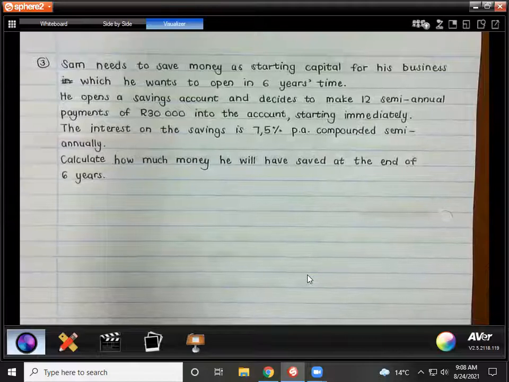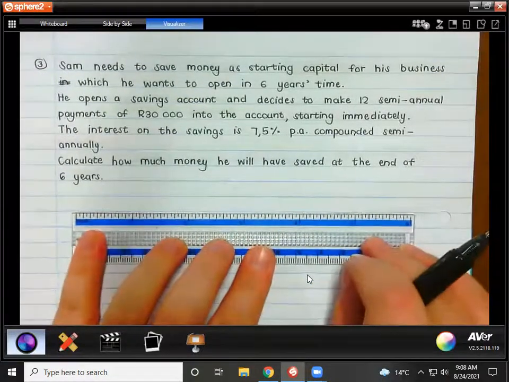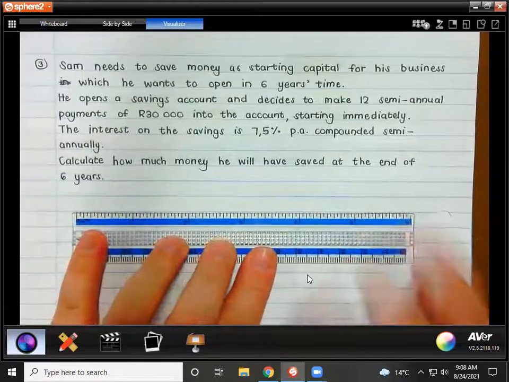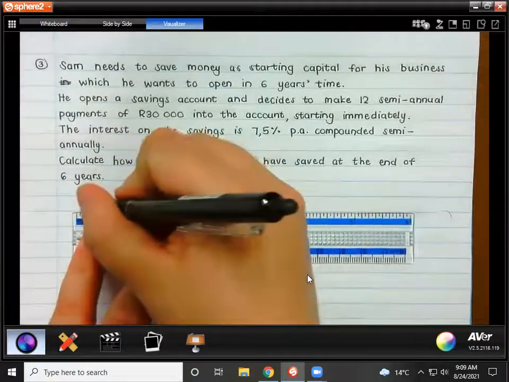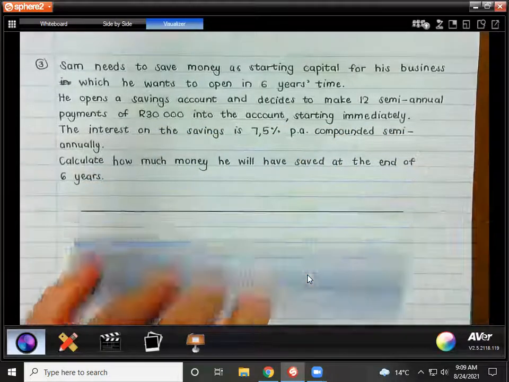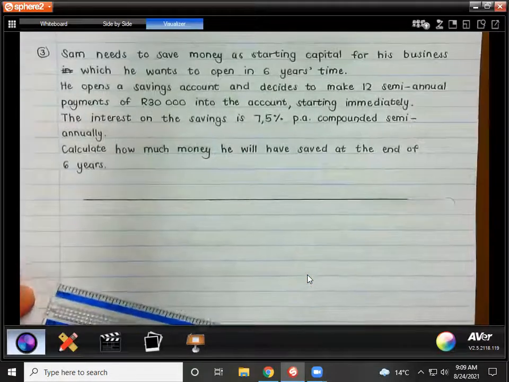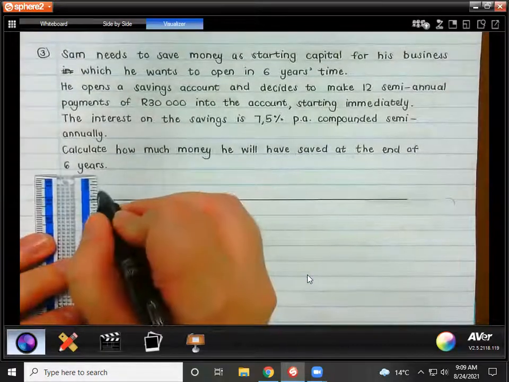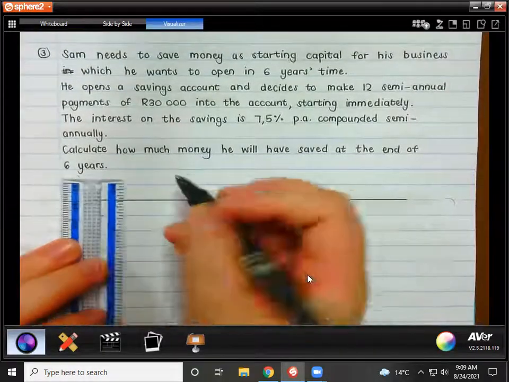Guys, I want us just to draw a timeline for this one, just to figure out, because we're going to have to make a change to the formula. All right, so I just want us to think about what is actually happening in this situation. There are 12 payments, right? So I'm going to do 12 lines, T0.